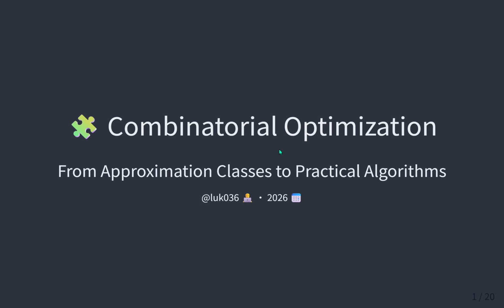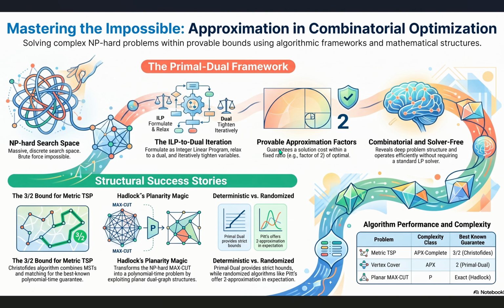Exactly. Now, imagine a computer trying to do that, but to find the absolute best option when there are more possibilities than there are atoms in the universe. Yeah, that's where things get really wild. It is, and that is the world of combinatorial optimization.